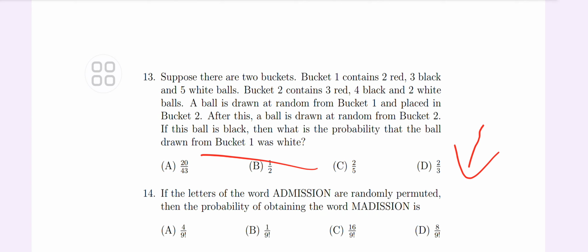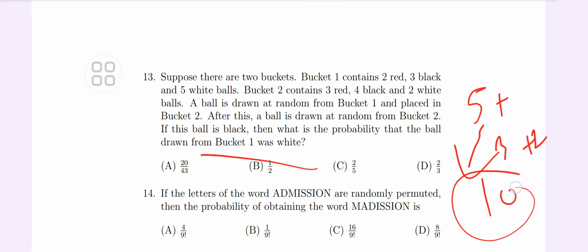So the probability that the ball from bucket 1 was white is the number of white balls in bucket 1 divided by the total number of balls in bucket 1. In bucket 1 the total number of balls is 5 plus 3 plus 2, that is 10. So the answer will come to 2 by 5.